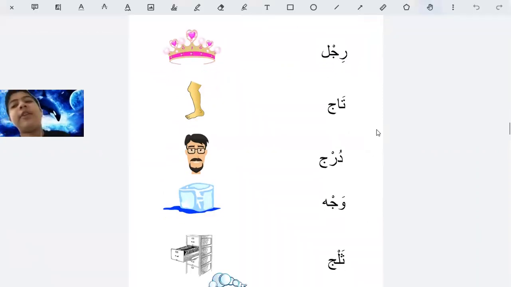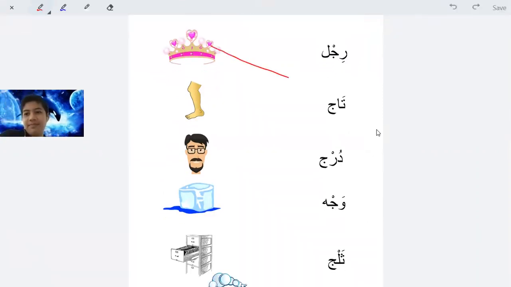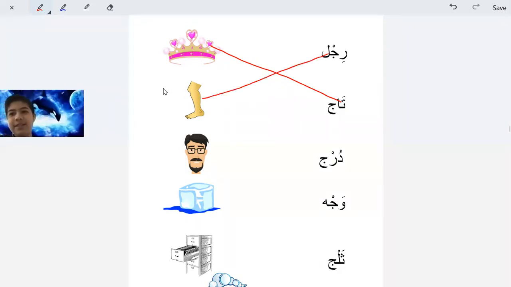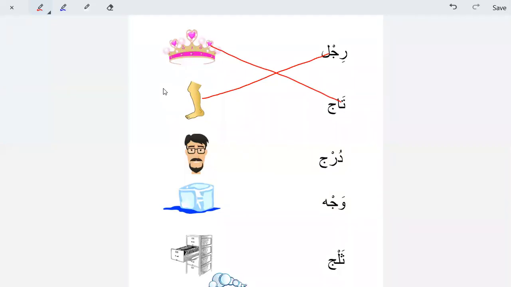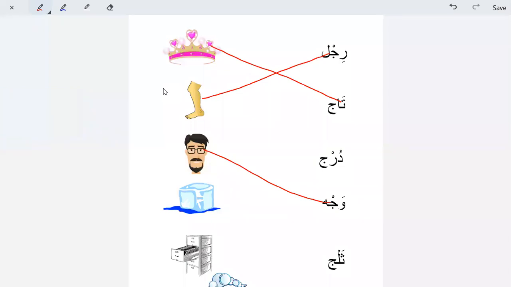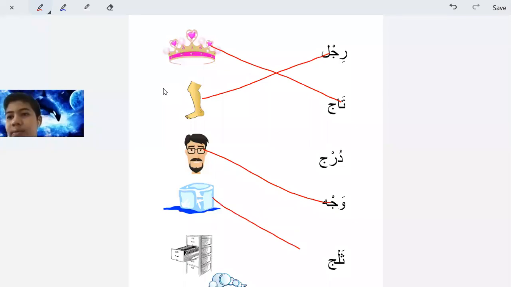Okay, so the crown is Taj. Good. Okay, the foot is Rijl. This is leg. Rijl. And then face is Waj. Good. And then eyes is Saj. Good. And then lockers is Durj. Durj. Good.